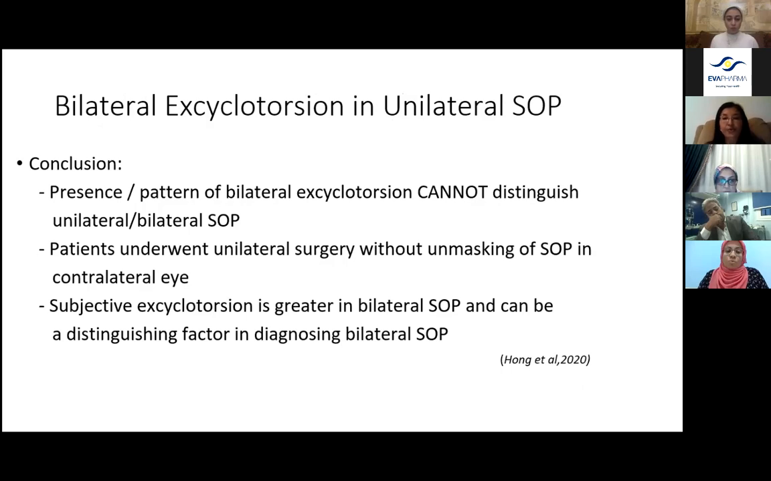And their patients underwent unilateral surgery without unmasking superior oblique palsy in the contralateral eye. They also concluded that subjective excyclotorsion is greater in bilateral superior oblique palsy and can be a distinguishing factor in the diagnosis of bilateral superior oblique palsy.